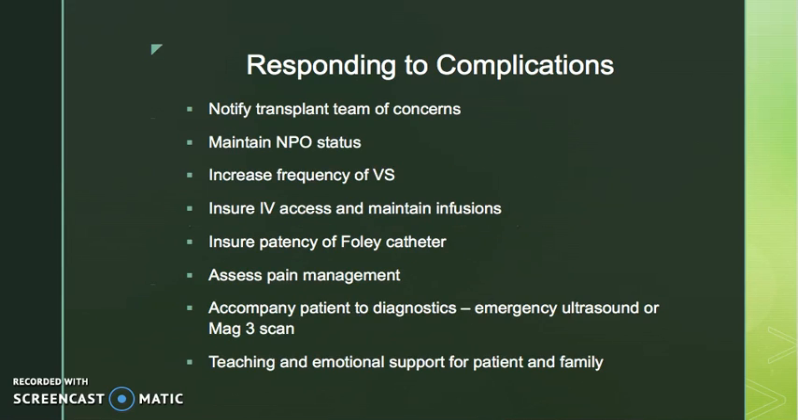Returning to complications, responding to some of the signs and symptoms of complications that we mentioned would usually be immediately to notify the transplant team of any concerns. Again, maintain NPO status, increase frequency of vital signs, ensure that your IV access is patent and maintain infusions as ordered, ensure patency of the Foley catheter, assess and treat for pain, accompany the patient to any diagnostics that may be needed if there are complications, and again, providing teaching and emotional support for the family and patient, especially in the face of any concerning complications.